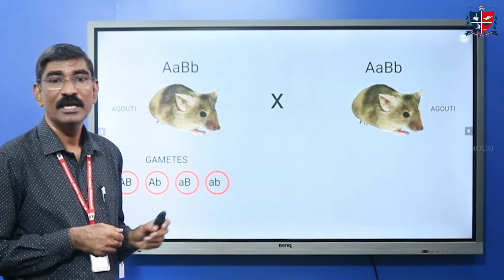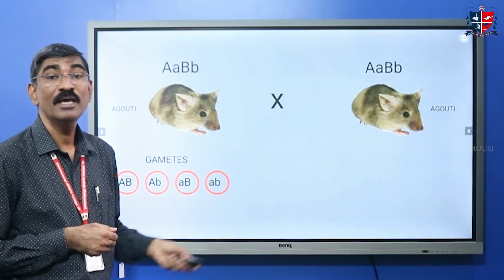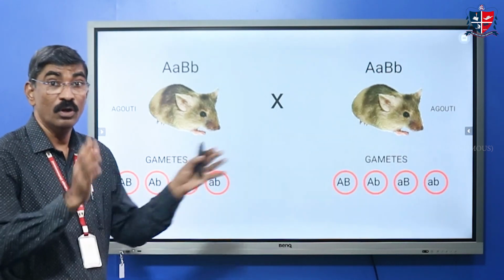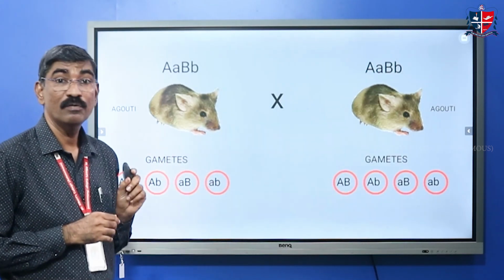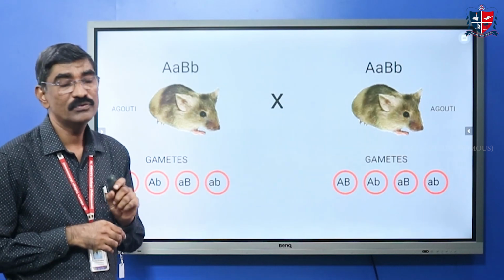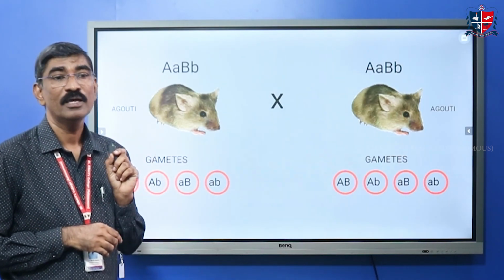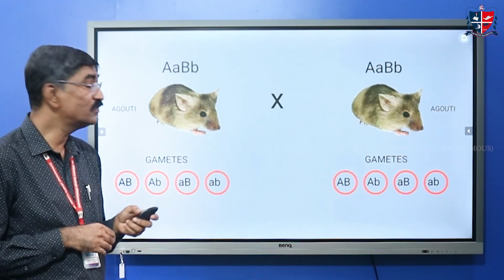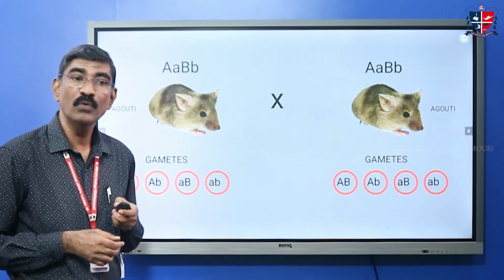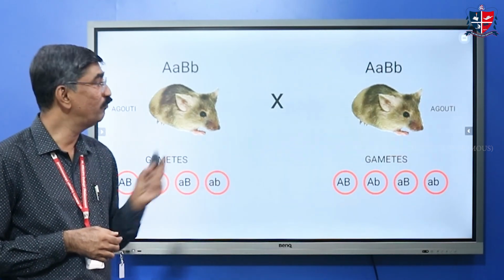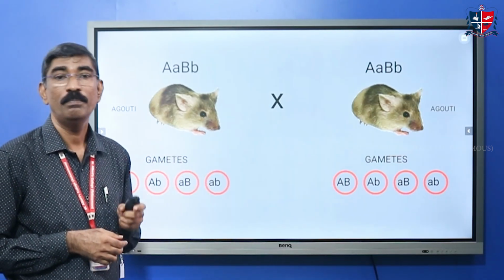Similar types of gametes will be produced by the other parent also. So both these mice are of the same genotype and they are producing the same type of gametes. Now let us see what are the different possible offspring from these two parents.